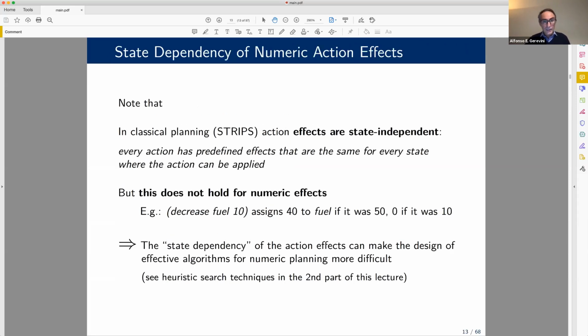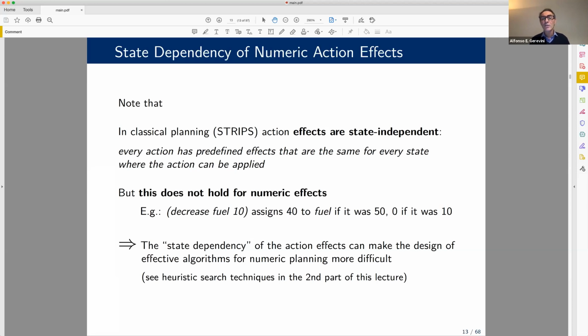Okay, note that there is another difference that should be pointed out between propositional planning and numeric planning. In propositional planning, the effects of an action are independent of the state where the action is applied. We know in advance, before planning, what the effects are, and they will be the same in every state where the action is applied.